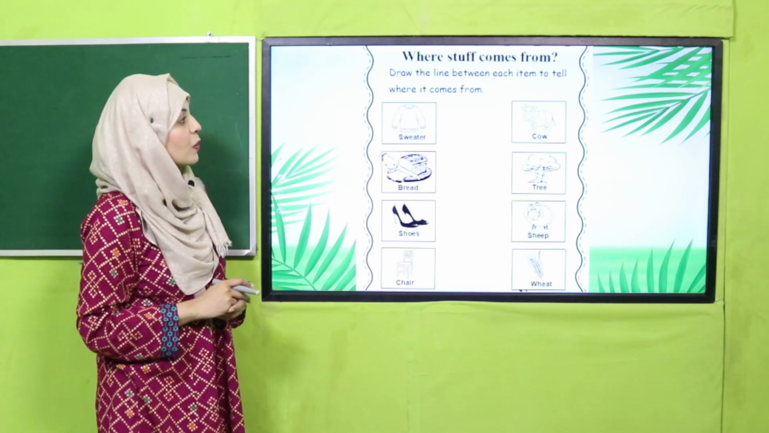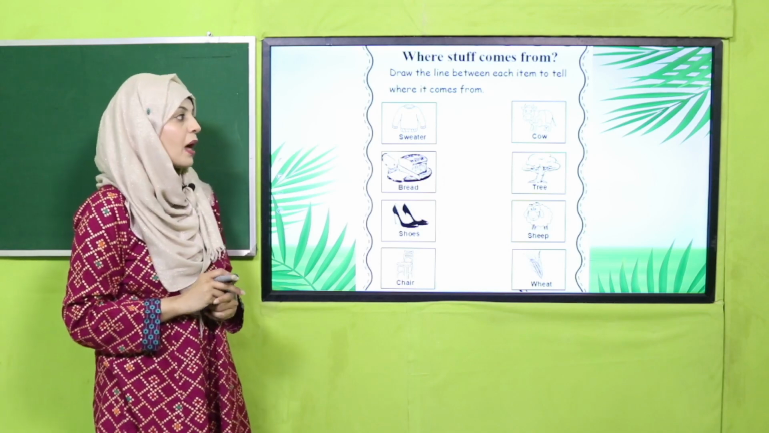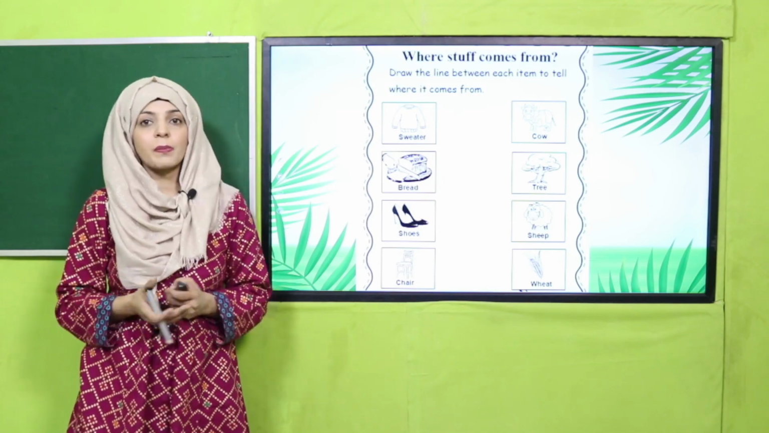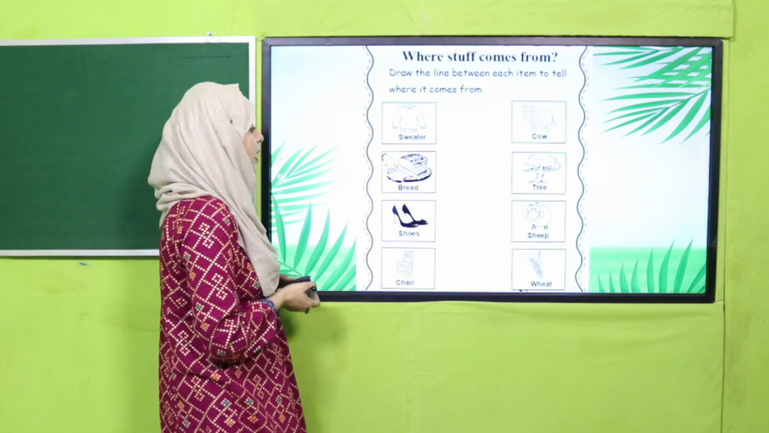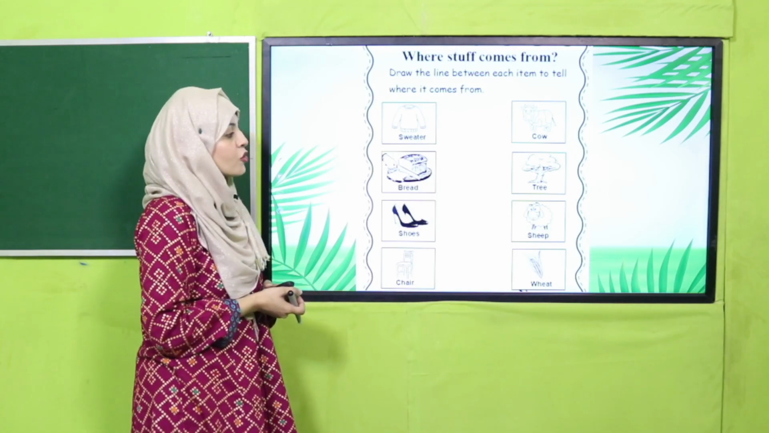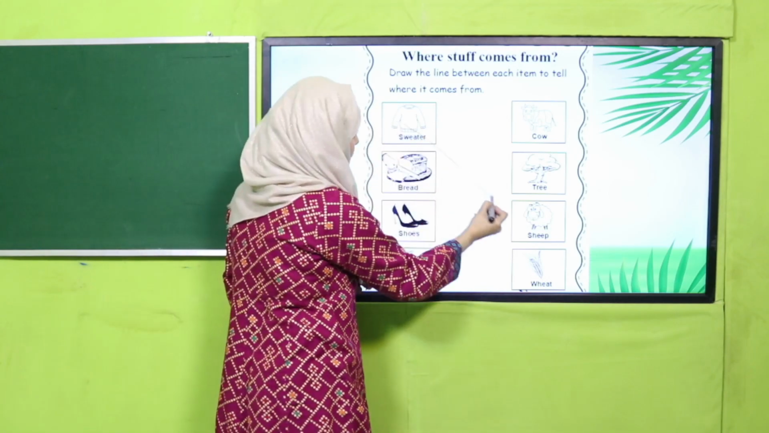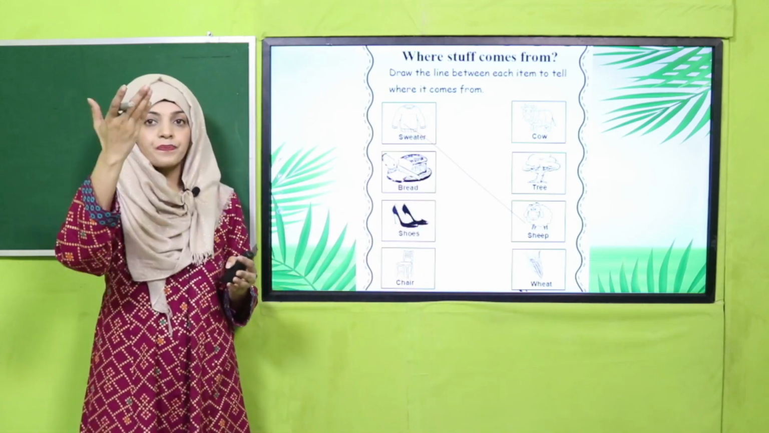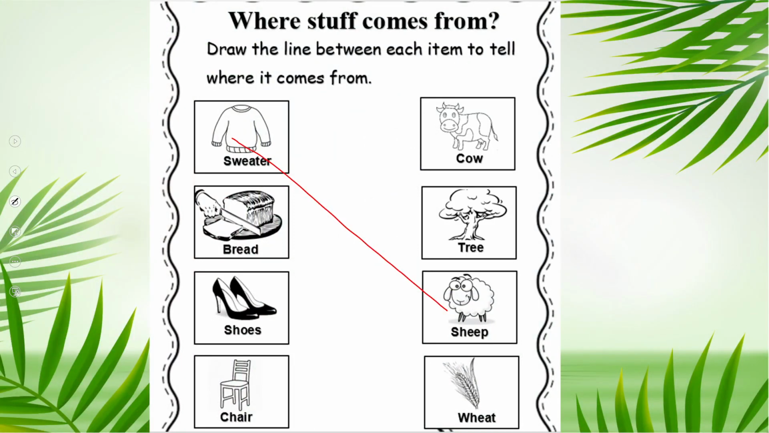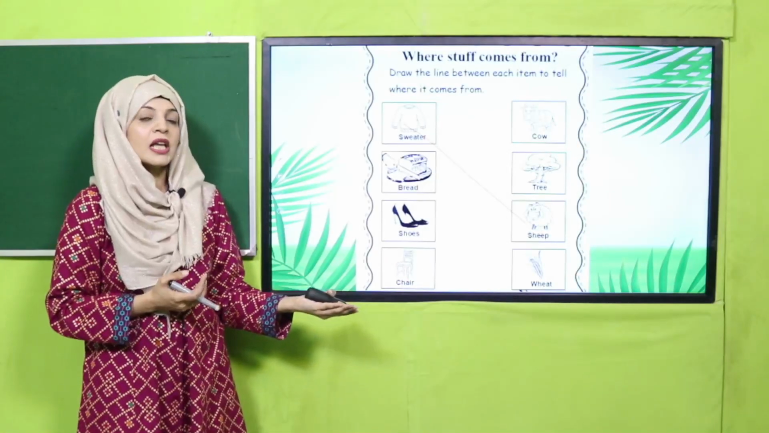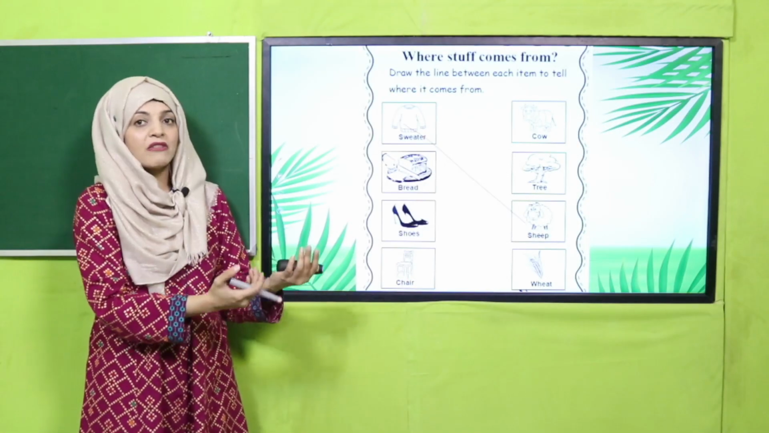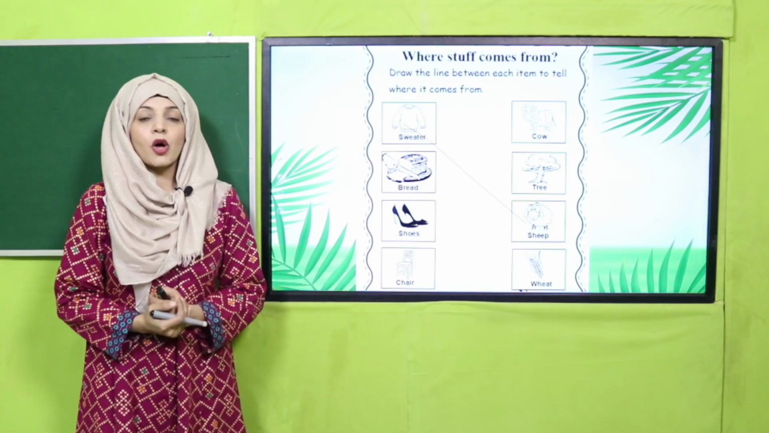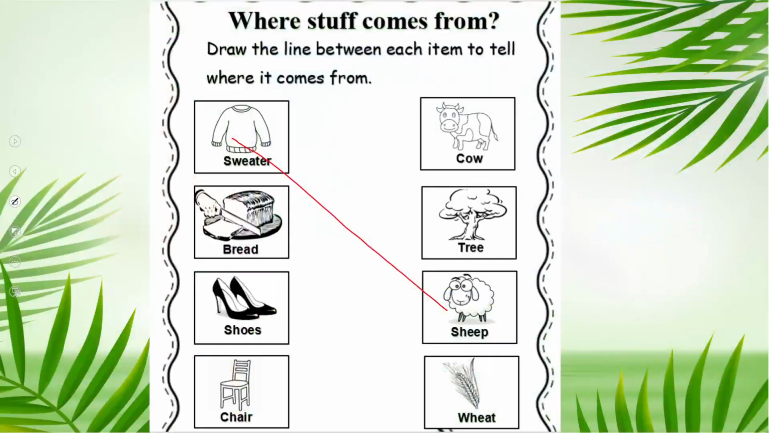Draw lines between each item to tell where it comes from. I will do the first one for you. You will do the rest by yourself. So a sweater, where does it come from? It is a wool sweater. So the wool comes from the sheep. So this is how you will join the two columns. One side is man-made and the other is natural. So this is how you will do the rest of the worksheet. It is also related to what we have just read today. Okay. So pause the video and complete your worksheet.